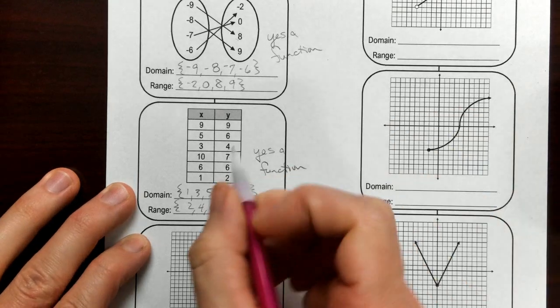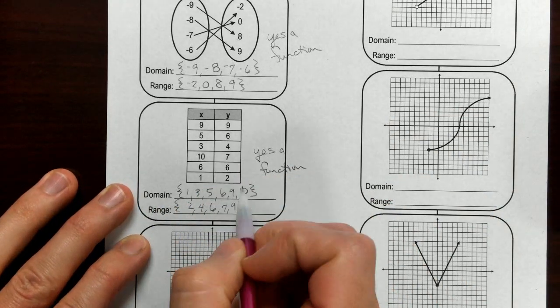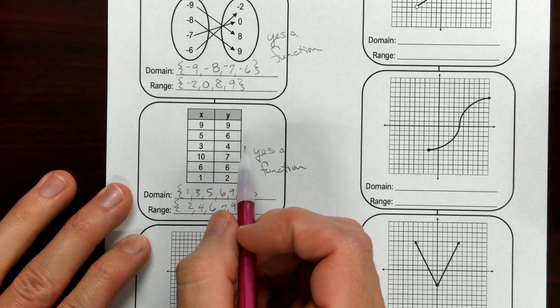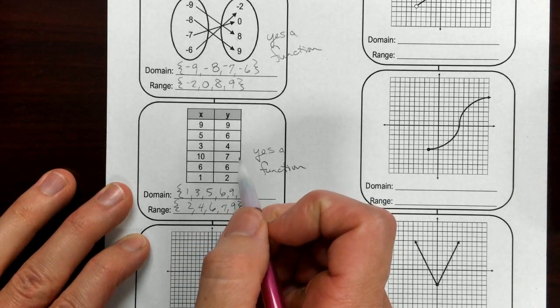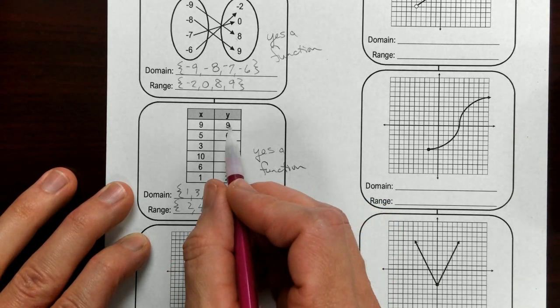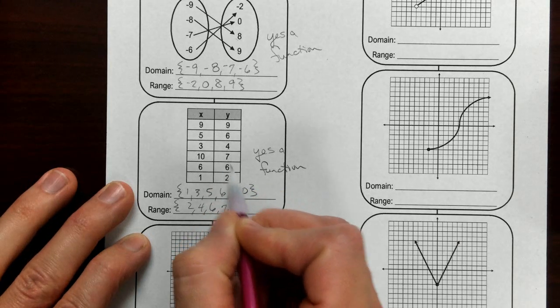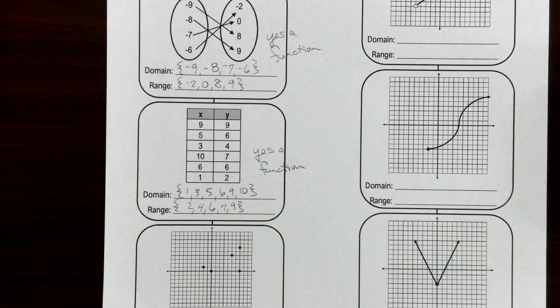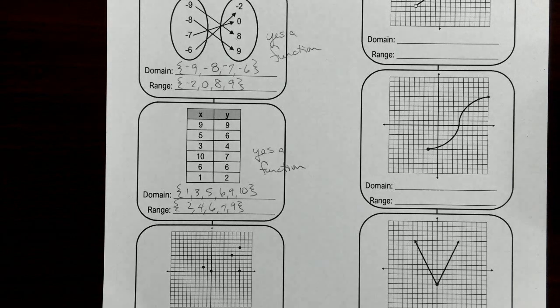Okay, and that's a good point. My y's can repeat just as long as my x's don't match to a different y value. All of these y values could be 6, and it'd still be a function. But again, my x values cannot repeat to a different y value. All right, thank you, Ishaw.